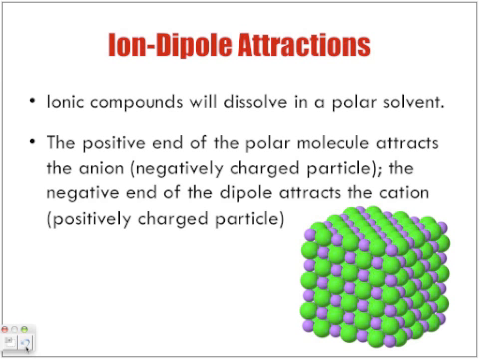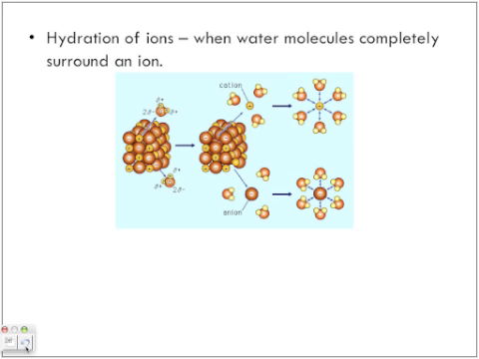So, ionic compounds will dissolve in polar solvents. Sodium chloride, being an ionic compound, will dissolve in something that is polar, being the water. Hydration of ions. We've talked about hydrates, the dot H2O at the end. This is when water molecules completely surround an ion.